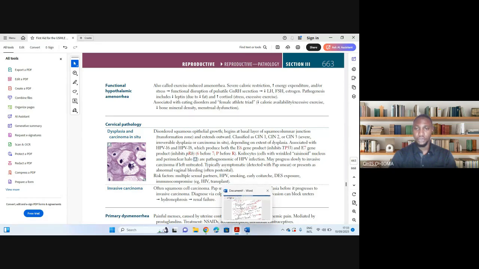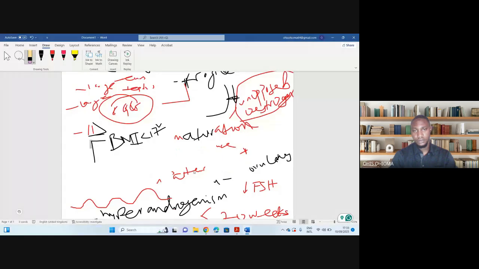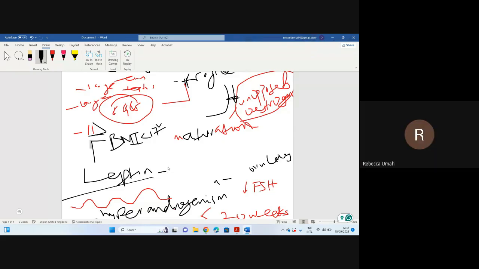Another mechanism that has been postulated is that leptin is secreted by which nucleus in the hypothalamus? Leptin. Can anyone tell me what nucleus in the hypothalamus secretes leptin? Lateral. I think it's lateral. Not too sure. Are you sure it's not ventromedial?